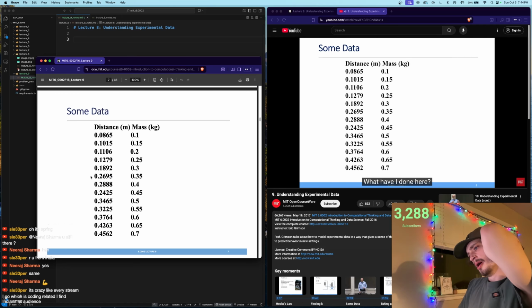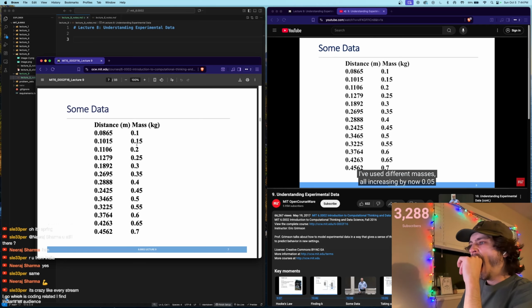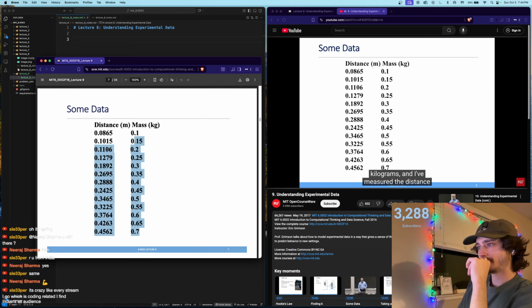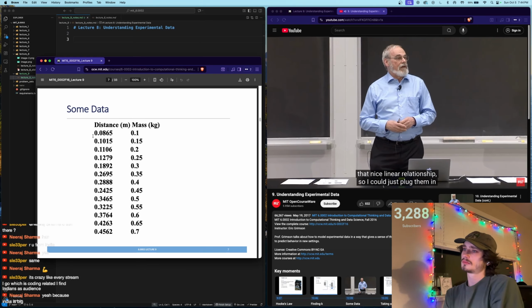What have I done here? I've used different masses, all increasing by 0.05 kilograms. And I've measured the distance that the spring has deformed. And ideally, these would all have that nice linear relationship.